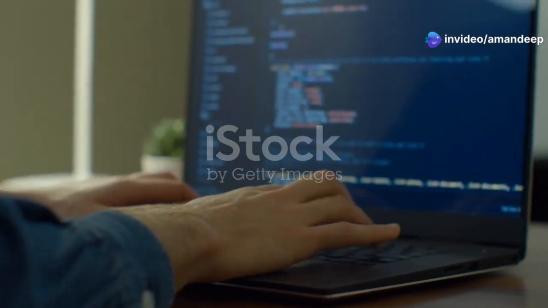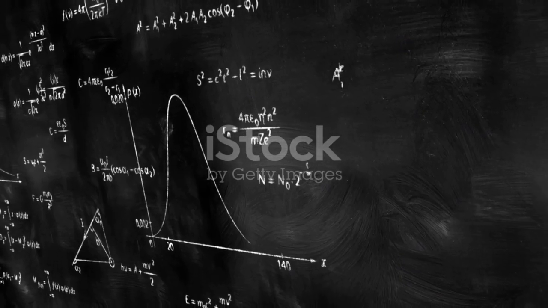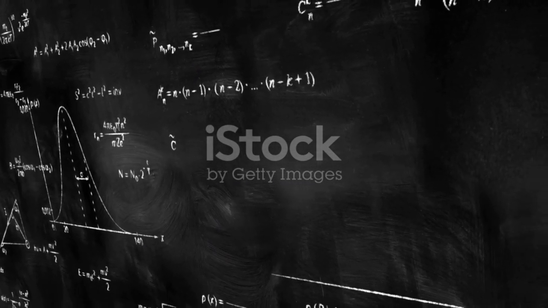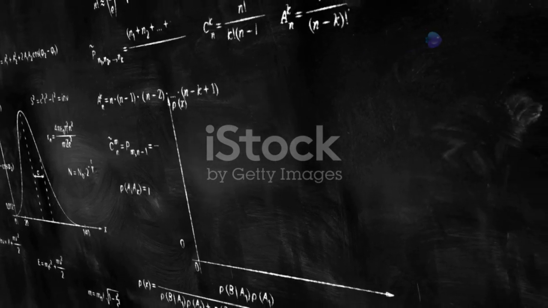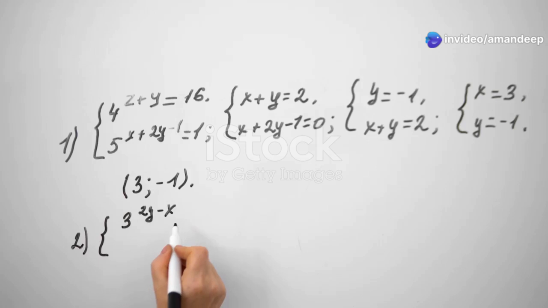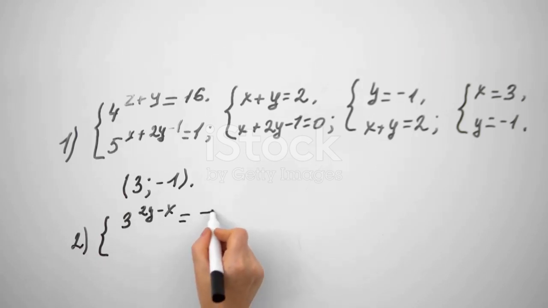Let's demonstrate recursion with a classic example. Calculating factorials. The factorial of a non-negative integer n, denoted by n factorial, is the product of all positive integers less than or equal to n. For example, 5 factorial is calculated as 5 times 4 times 3 times 2 times 1, which is 120.